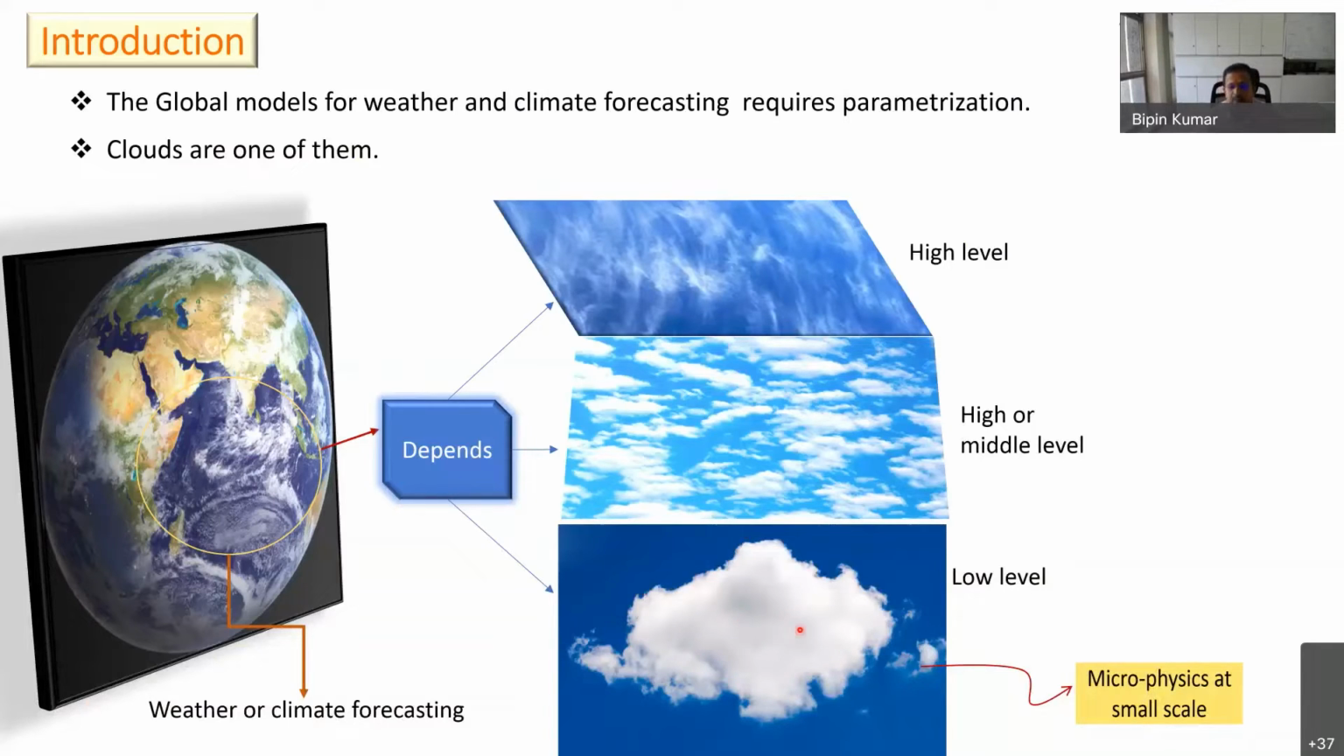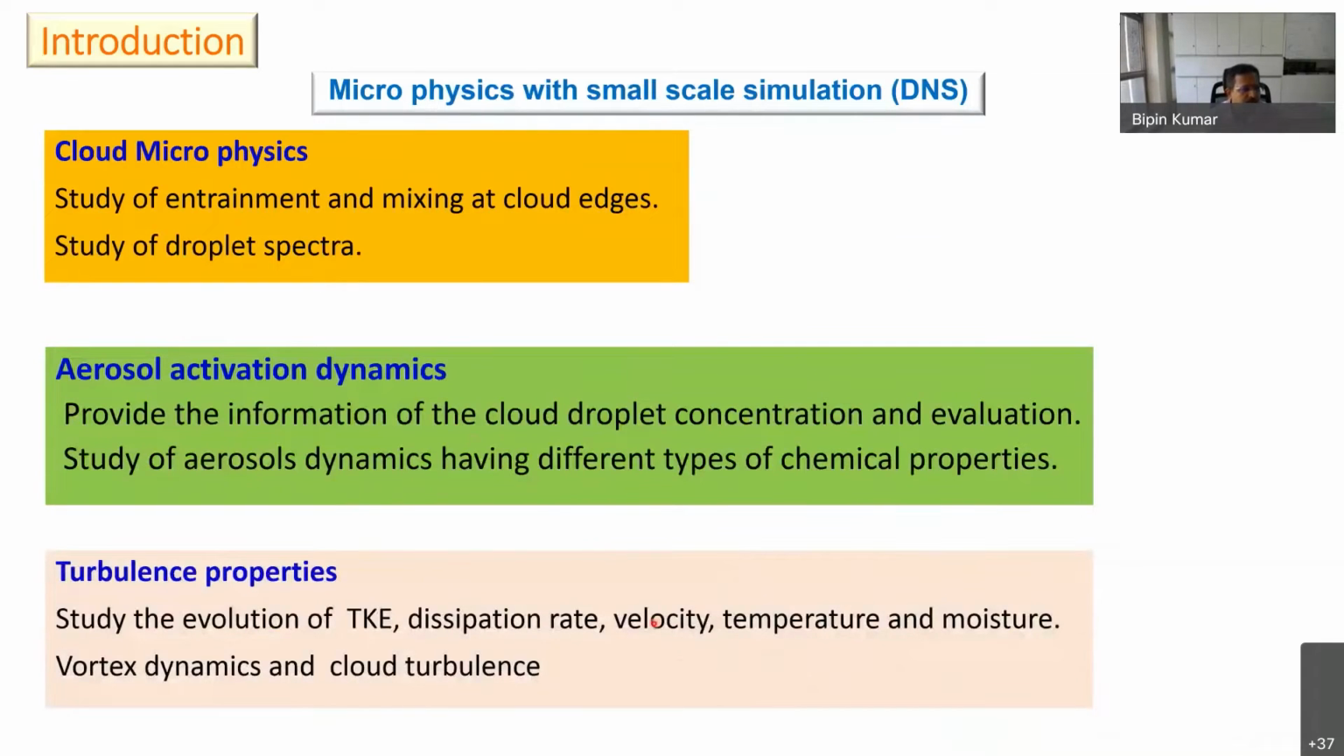Whether the cloud droplets will stay, or they will evaporate or condense, depends on the environmental condition. And that gives the information for the forecasting. But what is happening at the small scale is not known. And the study of the droplet spectra is the main important factor in the simulation of weather forecasting. And the second aspect is just one level down, below the cloud droplet. This is the aerosol activation dynamics.